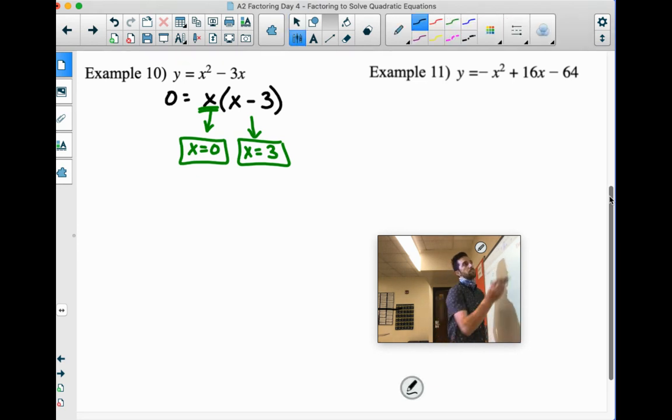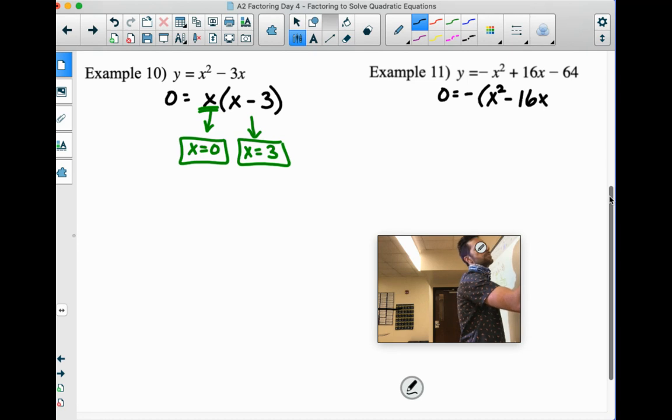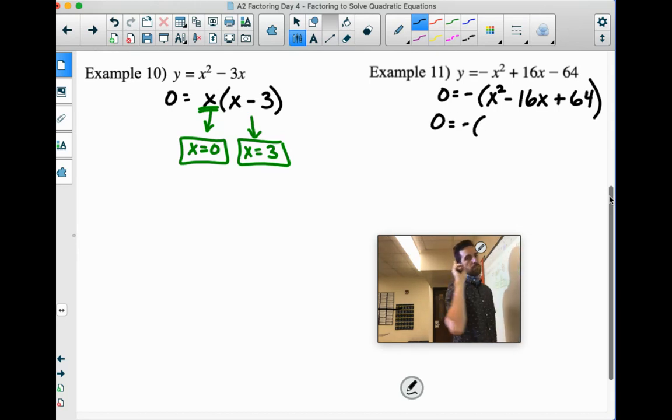All right, last one. We're going to factor out the negative sign. So inside, we're going to make it positive x squared, negative 16x, and positive 64. Now, remember that negative sign doesn't really make a difference here. We could divide by negative 1 if we really wanted.